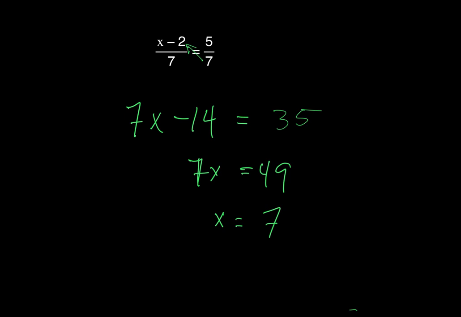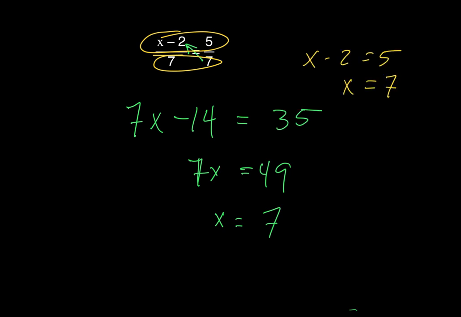I just set them equal to each other because the denominators are the same. The denominators are the same, which means the numerators must be the same. x minus 2 equals 5. Add 2, x equals 7.